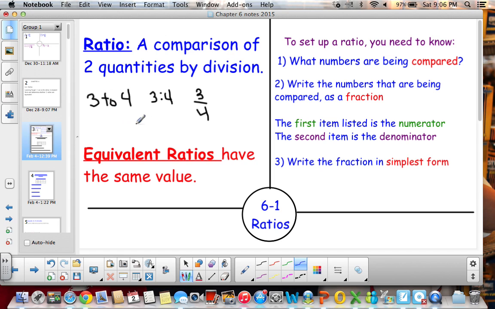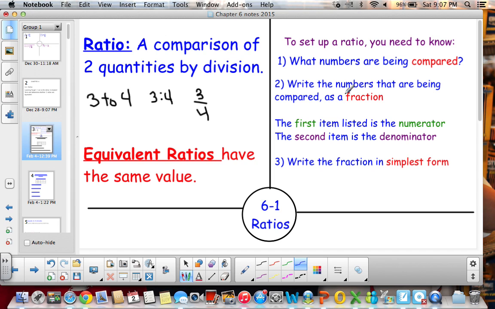So a few different ways to write a ratio. You could write it as 3 to 4. You could write it as 3 with a colon 4, and this would be read as 3 to 4 as well. You could write it as a fraction, 3/4, or it can be read as 3 out of 4. So there's a few different ways to write ratios. Ratios are equivalent if they have the same value. Just like fractions can be equivalent, they can have a different numerator and denominator, but be equivalent. The same goes for ratios.